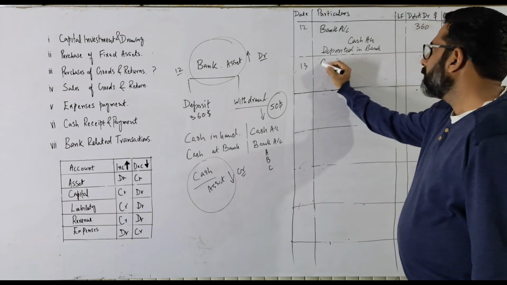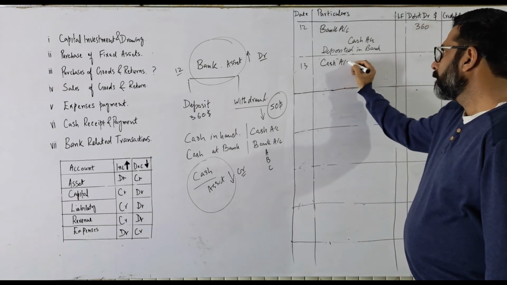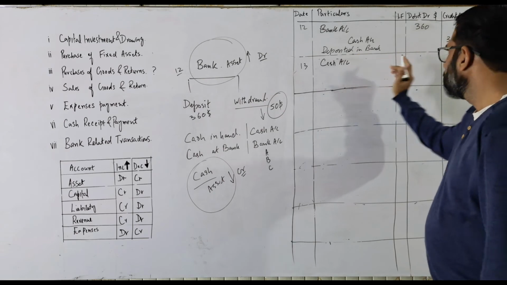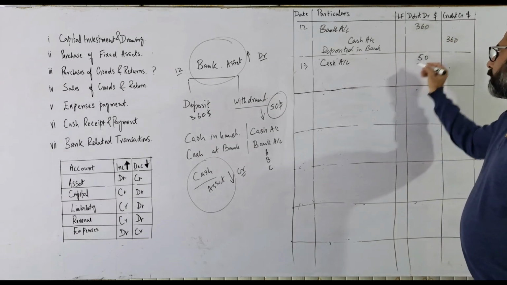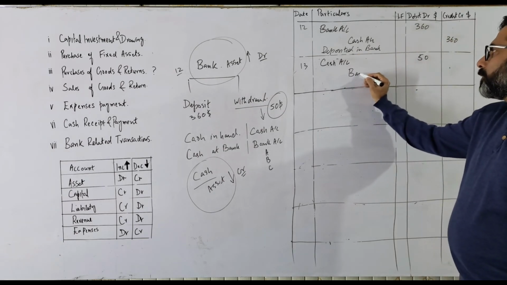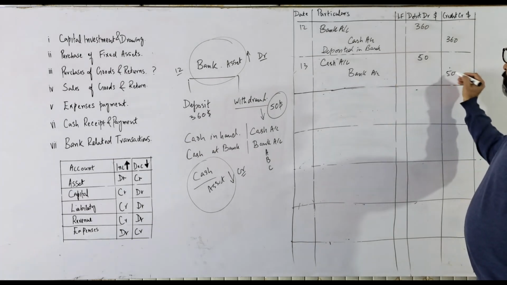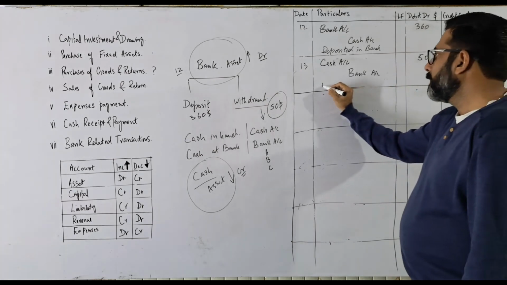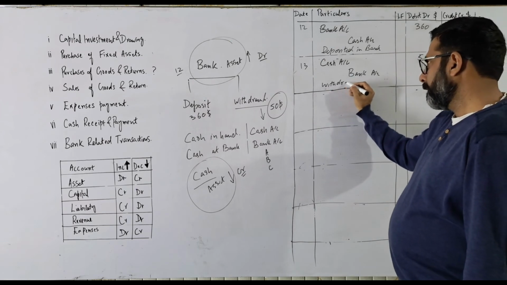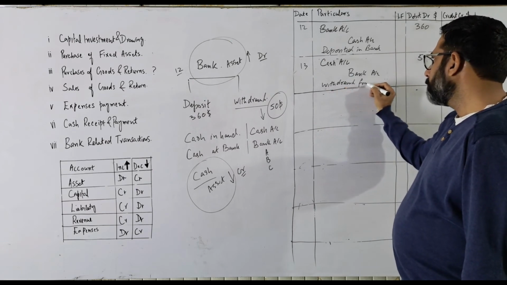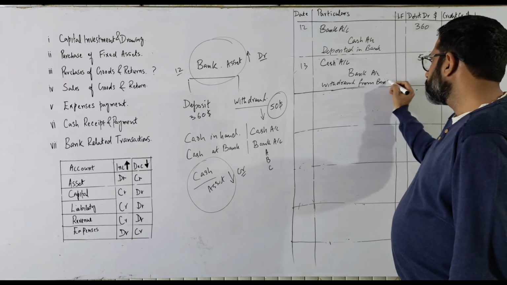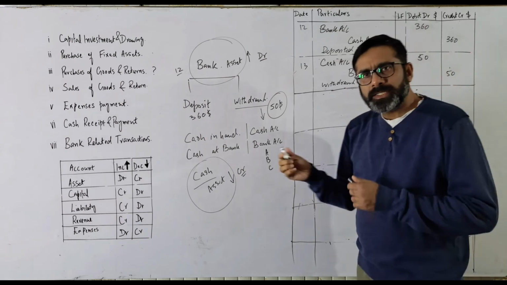So what will happen? The cash account, meaning cash in hand, will increase by $50, and the bank account, meaning the money in the bank, will reduce by $50. So it is withdrawal from bank. It is just the opposite transaction.